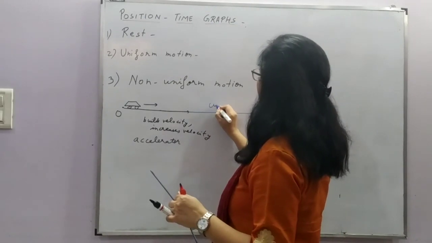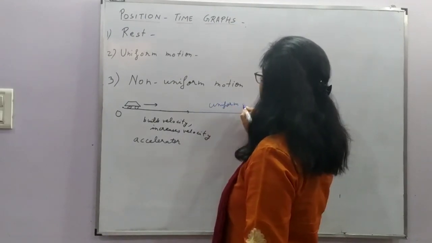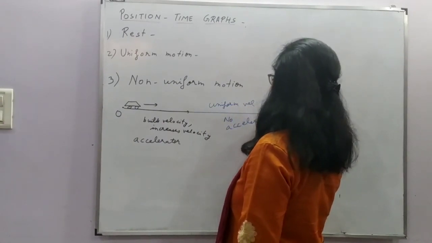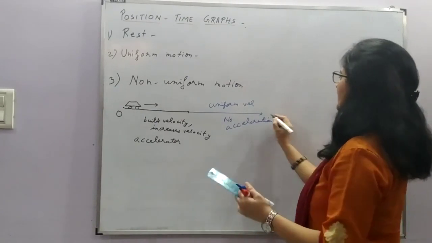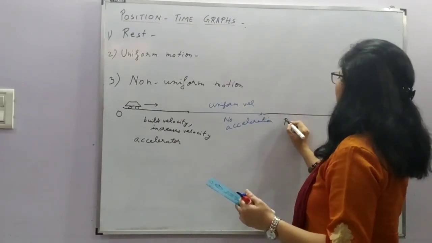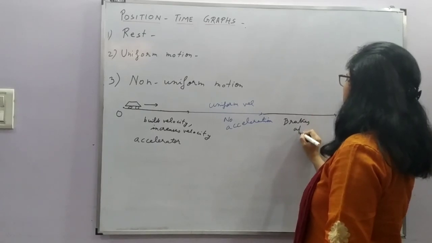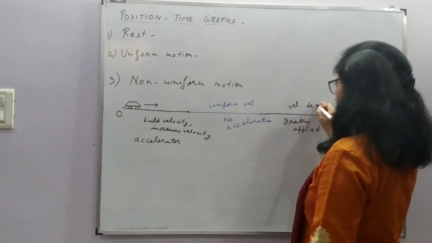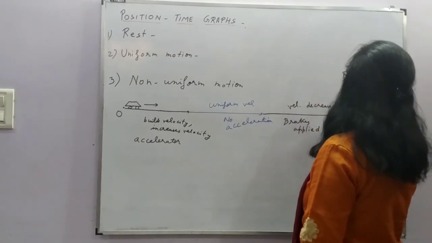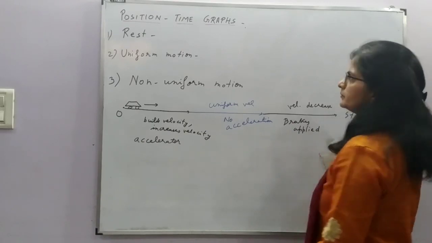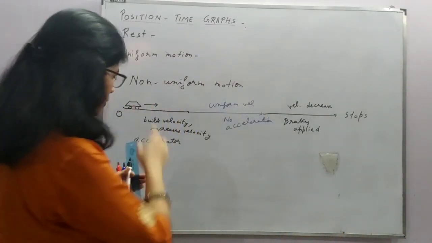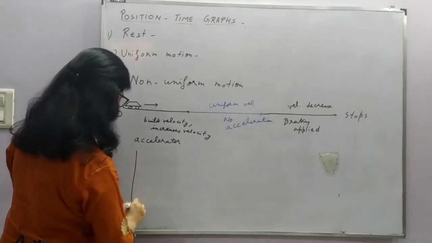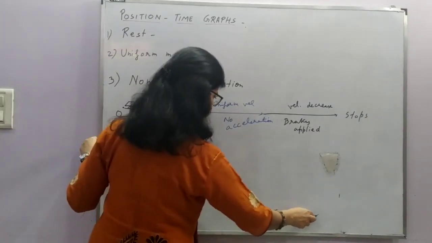Then for uniform velocity, we don't apply the accelerator. And then after, we want to stop somewhere. Then what do we do? Brakes are applied. Velocity decreases and then it stops. This is given in your NCERT also.